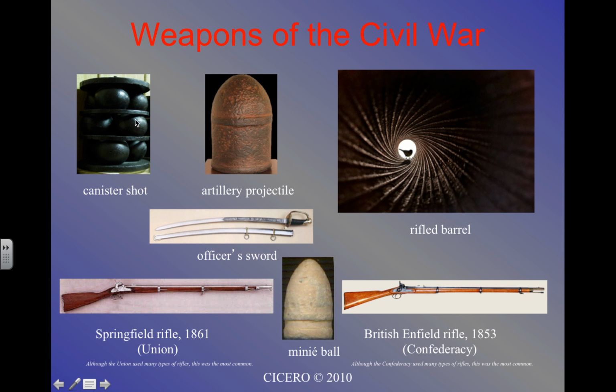Now, here's something that was new during the Civil War. You had something called canister shot. What canister shot was, it was essentially a giant shotgun shell that you loaded into a cannon, and basically once it was shot, you had lead balls that came out, and they were very, very devastating to whoever they hit.